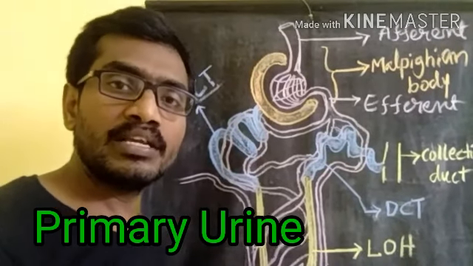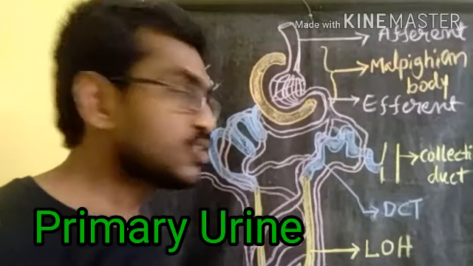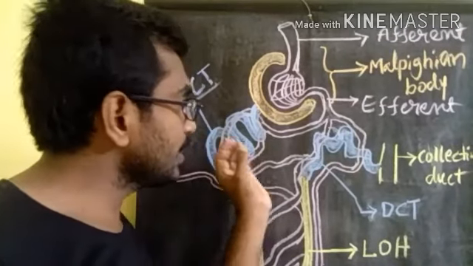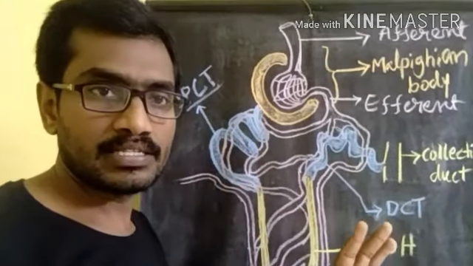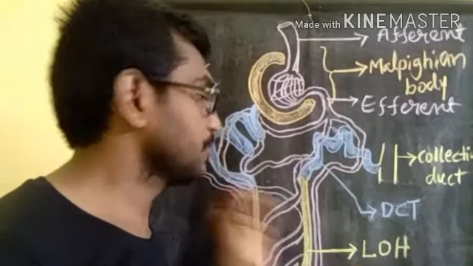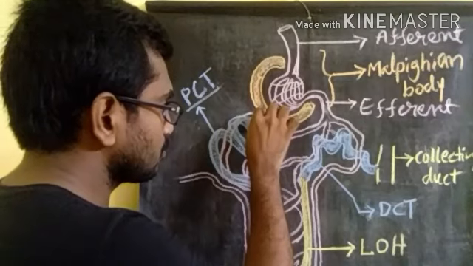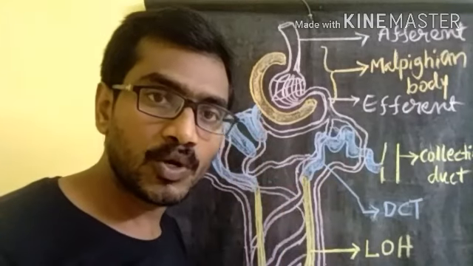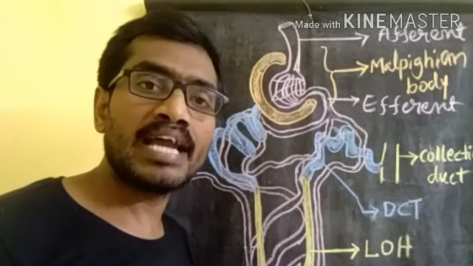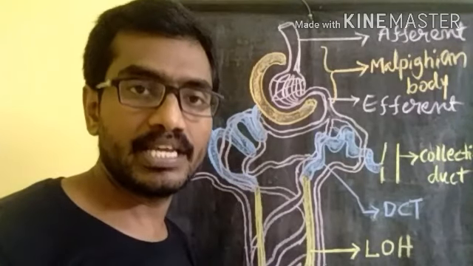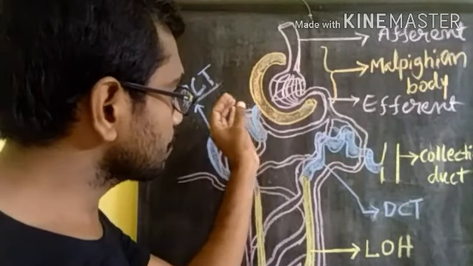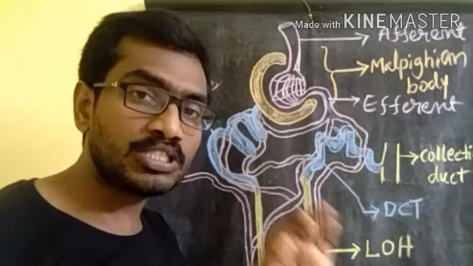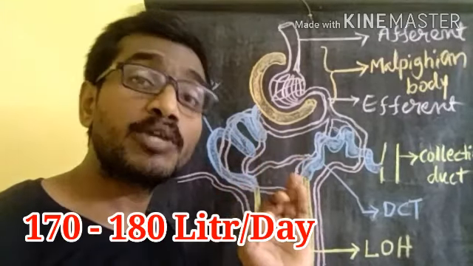This primary urine is like blood in concentration, but it lacks proteins and blood cells, remaining all the same in concentration. While the primary urine passes through the proximal convoluted tubule, reabsorption of water as well as useful substances takes place. Why? Because per day in our body, about 170 to 180 liters of primary urine will form.